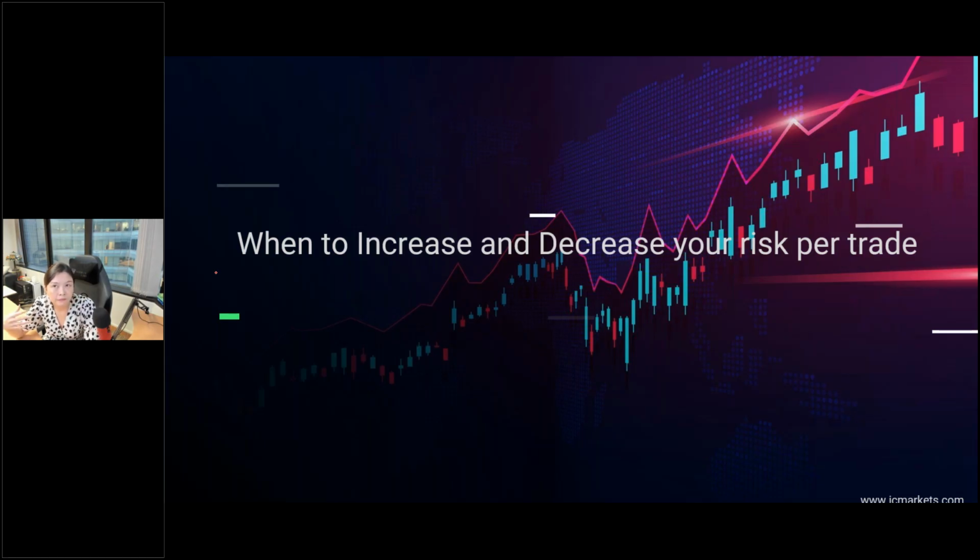For example, if Euro USD today is on a bullish run, and you have an open long position in Euro USD, would you actually increase your trade size, or would you leave your position as it is? Okay, I have some answers, increase and decrease. I feel most of us would actually leave the position as it is. But when should you increase and decrease your risk per trade?